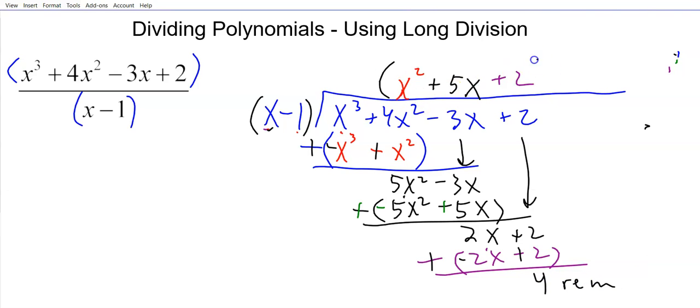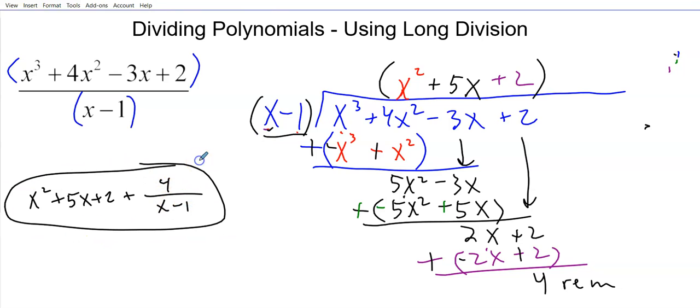This is our quotient up here. So our answer is going to be our quotient, x squared plus 5x plus 2, plus a fraction, our remainder of 4, divided by our divisor of x minus 1.